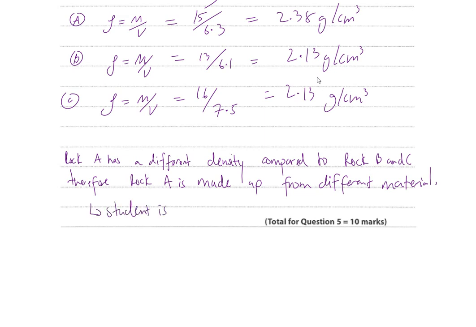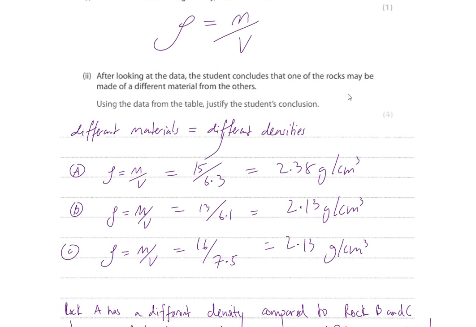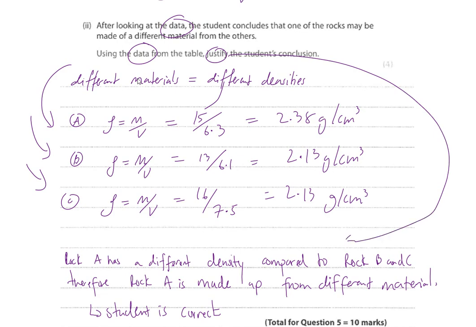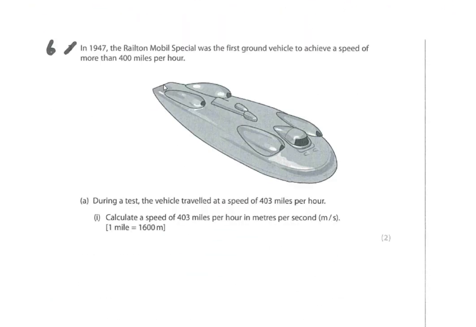is correct. Okay, now how many marks is this? 4 marks. So we need to look at the diagram, look at the data, use the data. We've used the data. You can see we use the data here, and then from the data we've justified the conclusion, which we did justify here. Here we go. Nice and easy marks.